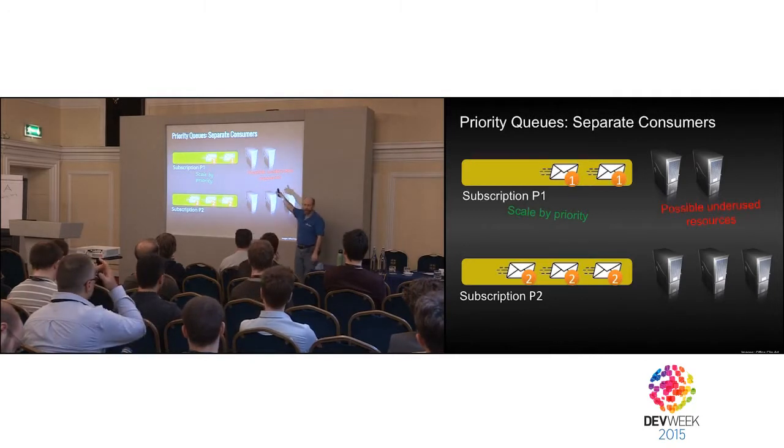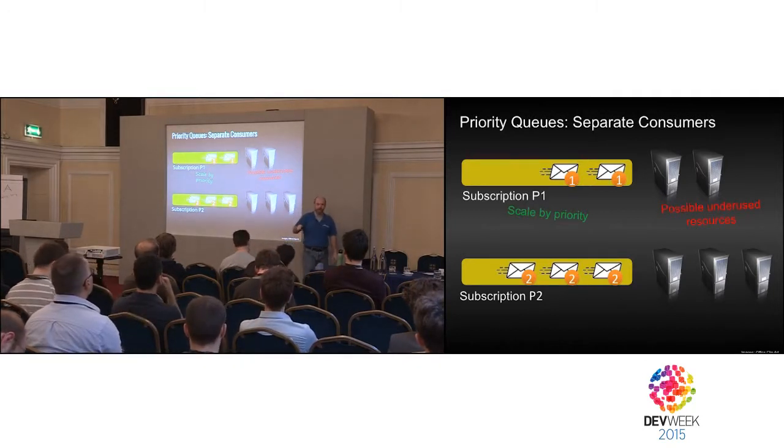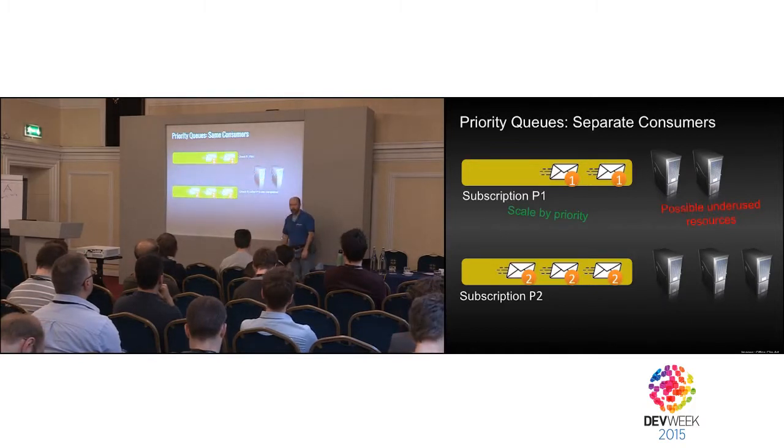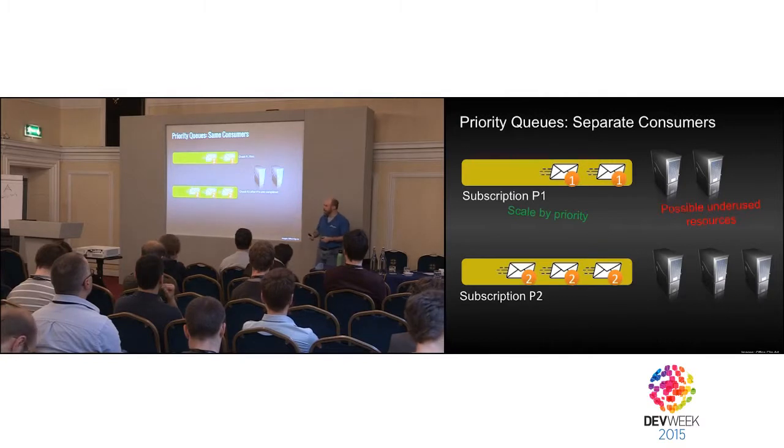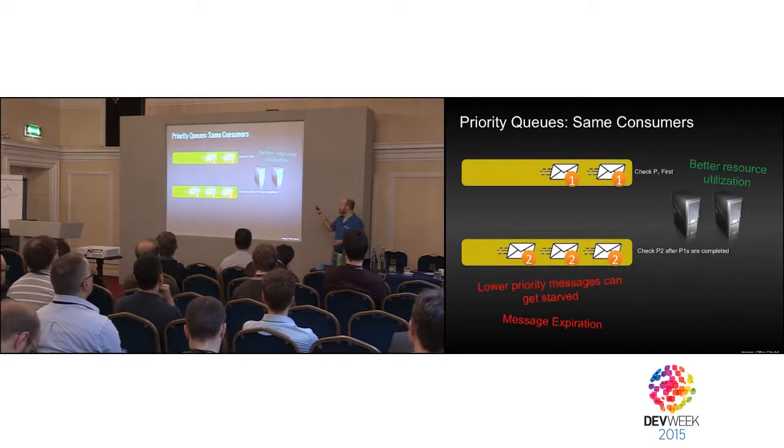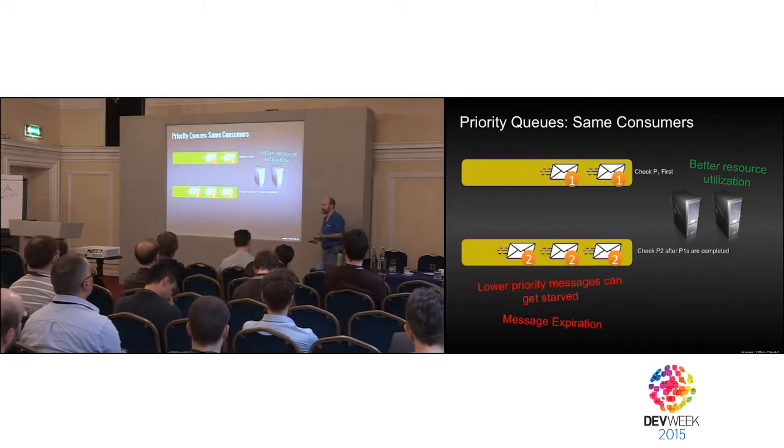Underutilized resources, right? So you more than likely will have fewer priority one messages than priority twos. So you may have a situation where these machines are sitting up here doing nothing a good amount of time, or vice versa, as he pointed out. On the flip side of that, some people will go, all right, I'm going to write an algorithm, and this algorithm is going to use the same set of consumers. I'm going to reach out to the priority one queue first and ask for a message, get it and process that first. And if there aren't any messages on priority one, then I'll go down to priority two and check with those. Well, this is nice because it's better utilization of our resources, right?